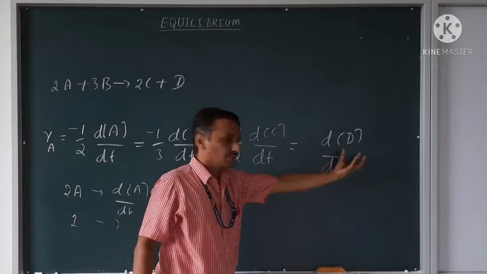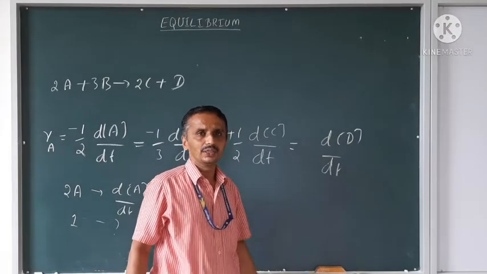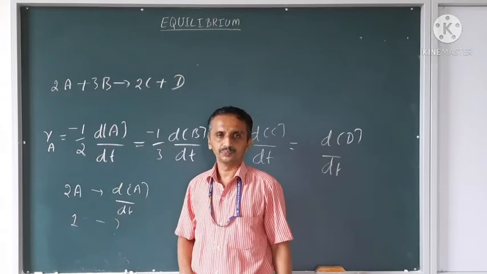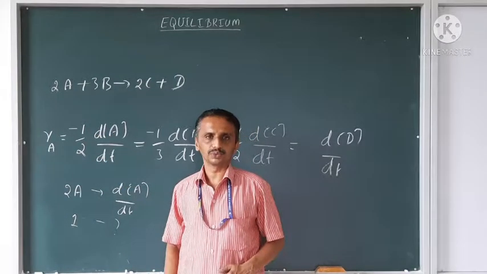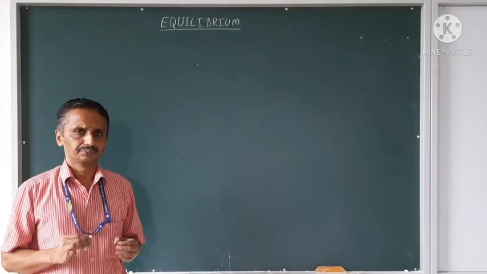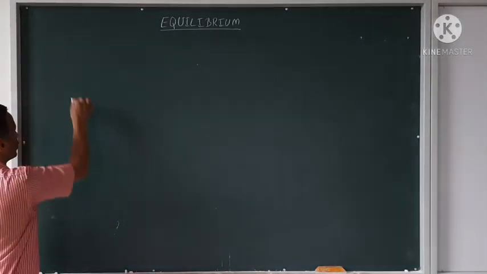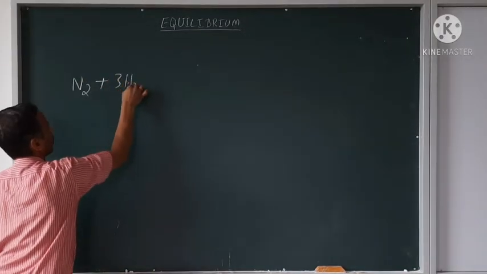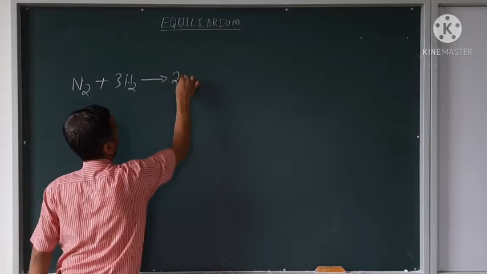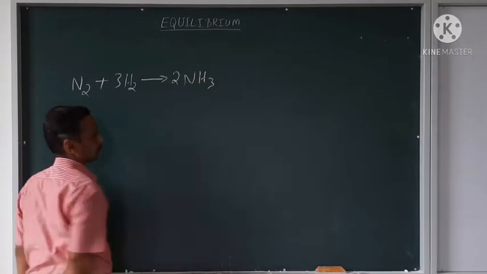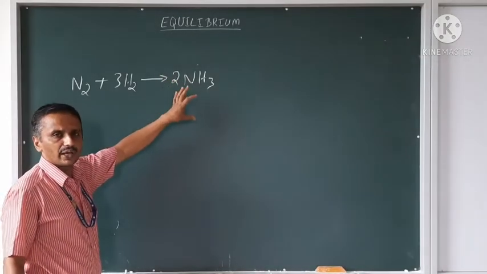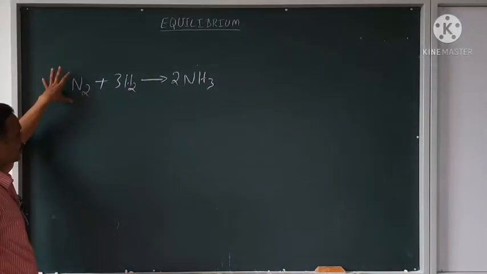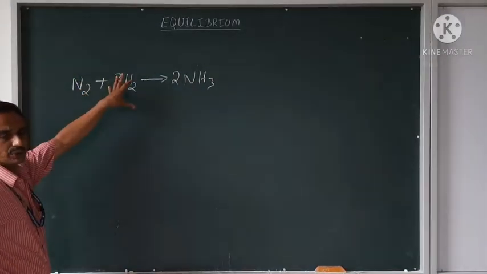Sometimes they may give the rate with respect to D. They may ask what is the rate with respect to A or the B also, even in the competitive exams. Now take one specific example. N2 plus 3H2 giving 2NH3. I want to write the rate of reaction with respect to formation of ammonia as well as rate of reaction with respect to nitrogen and the hydrogen.